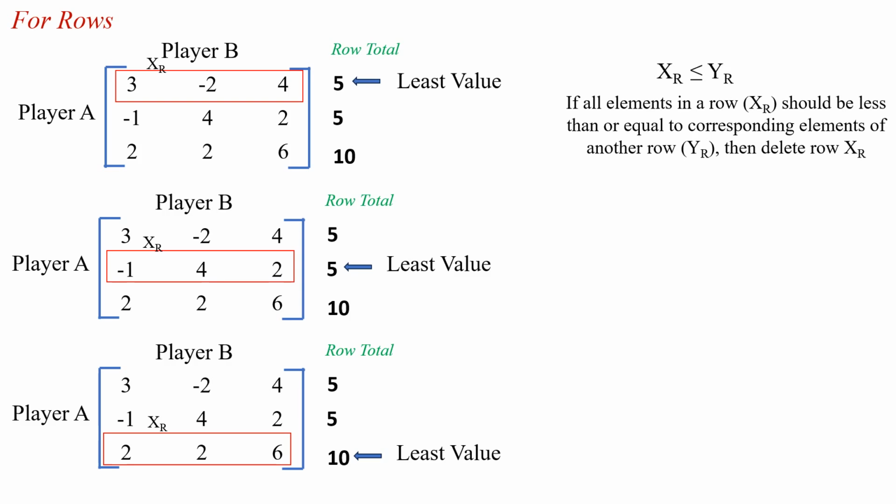So the condition is not satisfied. Next, similarly, we have to check the third row elements with the second row. Here 2 is not less than -1. So the condition is not satisfied. So here we are not able to remove the rows.